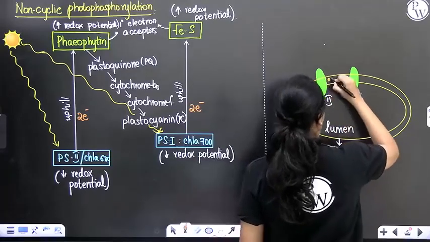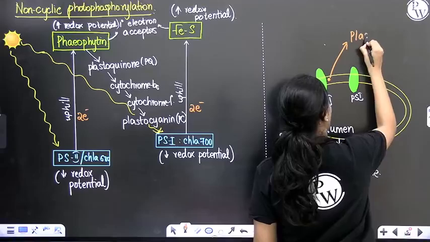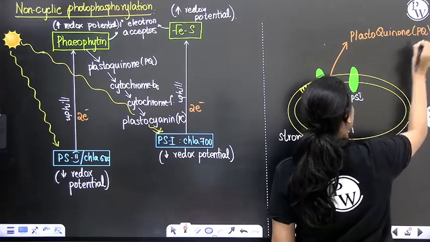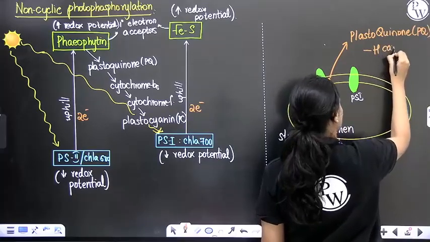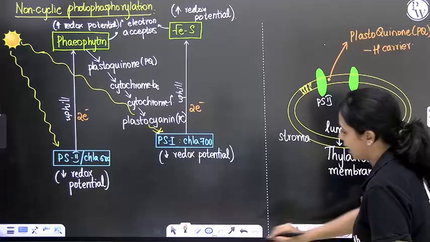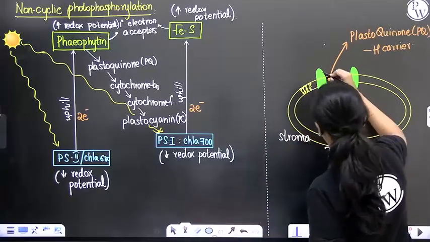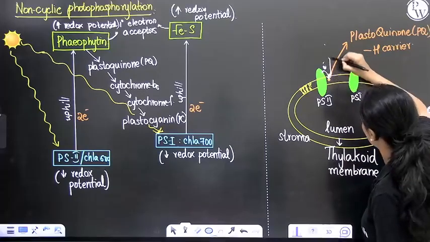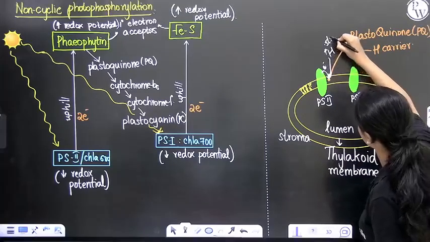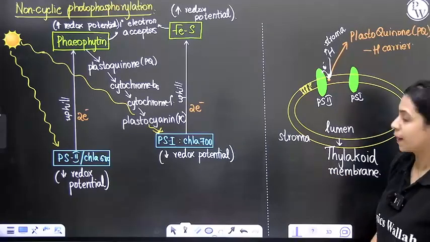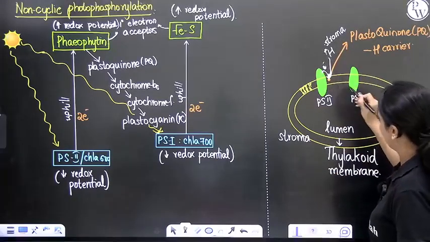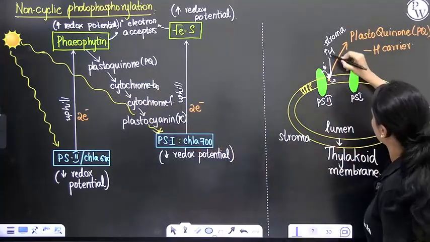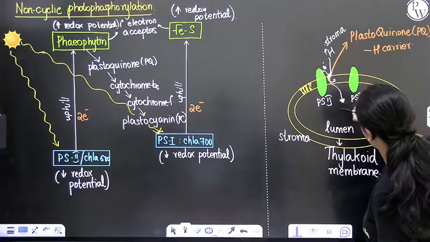Now this plastoquinone, which we are calling PQ, is actually a hydrogen carrier. As it accepts the electron from here, it will simultaneously pick up protons from the stroma. As this plastoquinone transfers its electron to the next cytochrome, this proton will be pumped into the lumen.